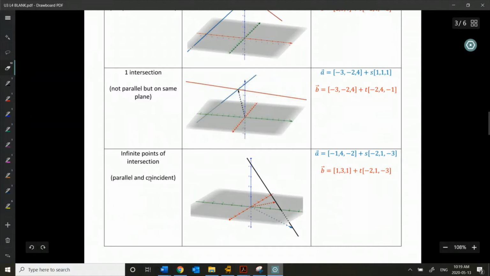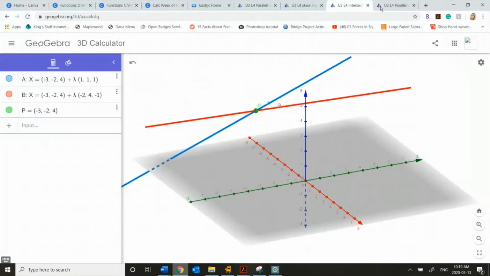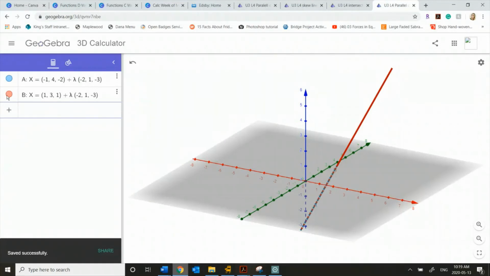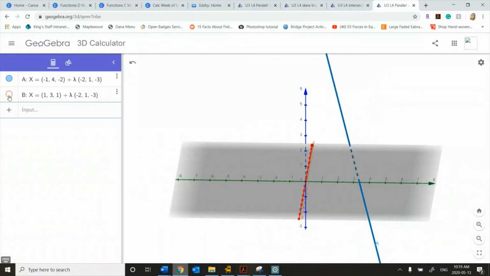And then finally, if you have two lines that are parallel and coincident, just like in 2D, if they're the same line, you'll notice that the direction vectors are the same or scalar multiples of one another, and they'll literally be the exact same line. So that's our last example here. You can basically see that these lines are overlapping and they're just the same line. So this has infinite points of intersection.